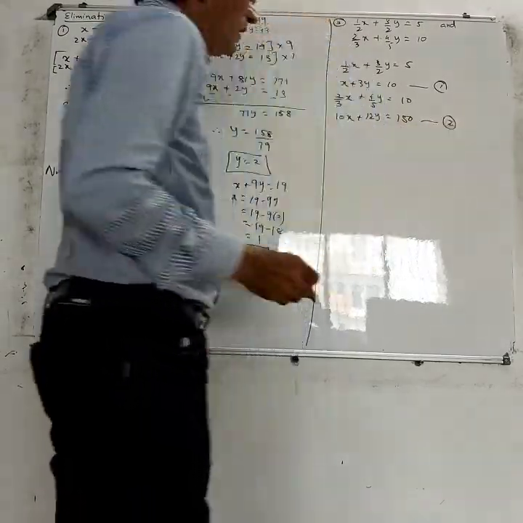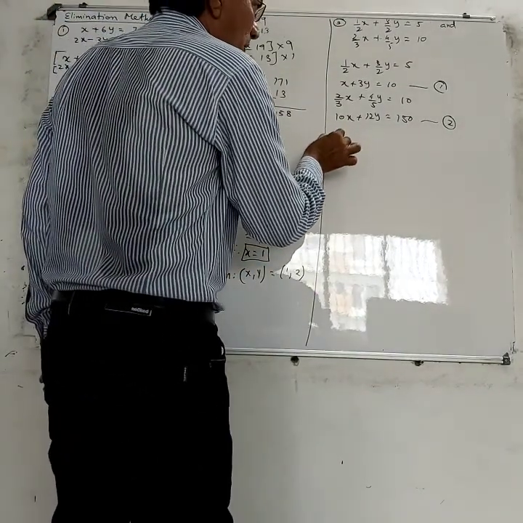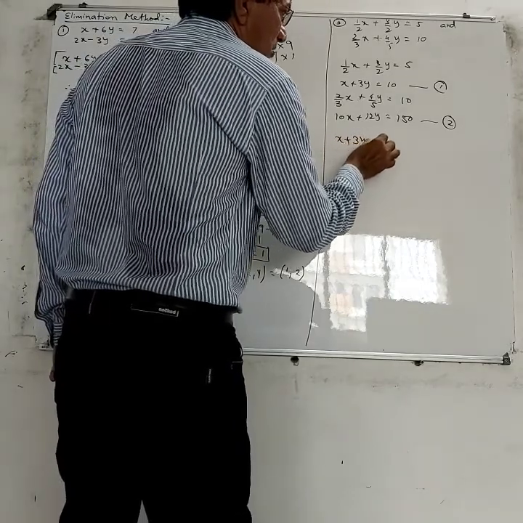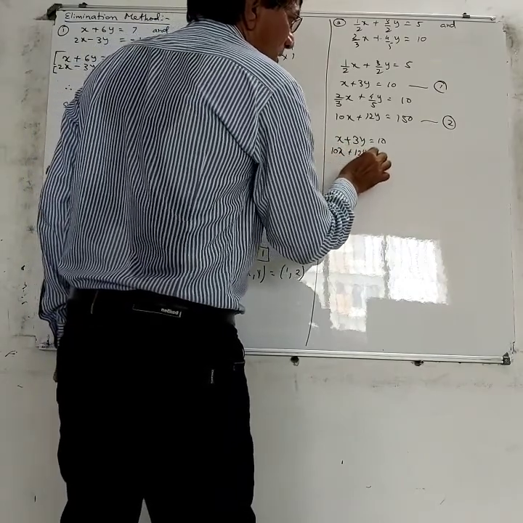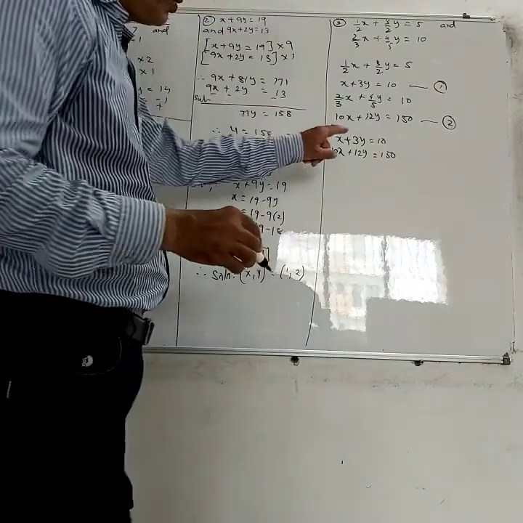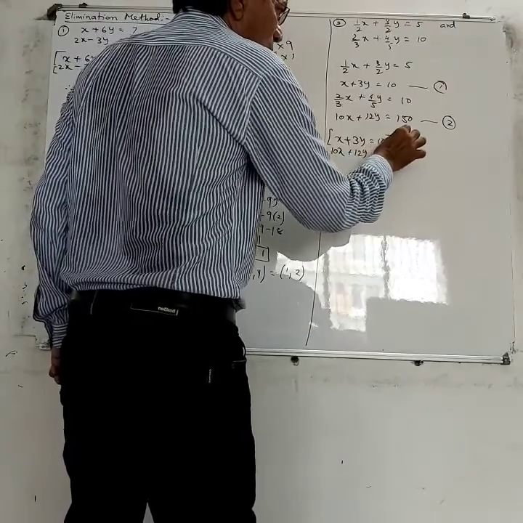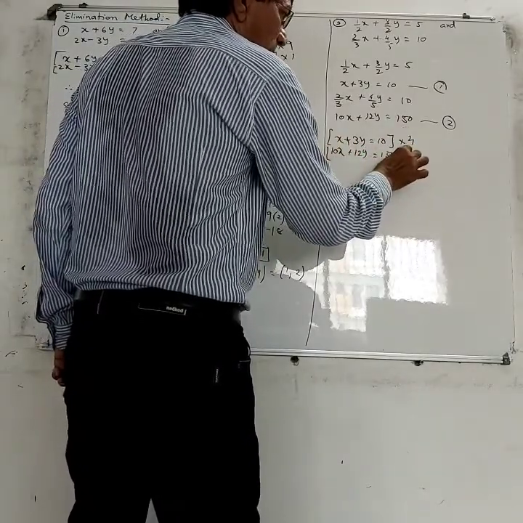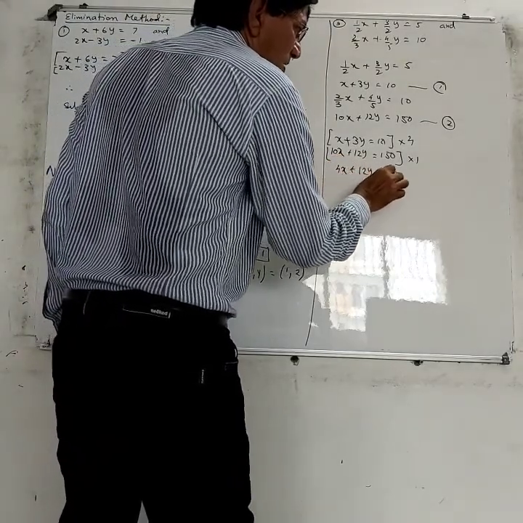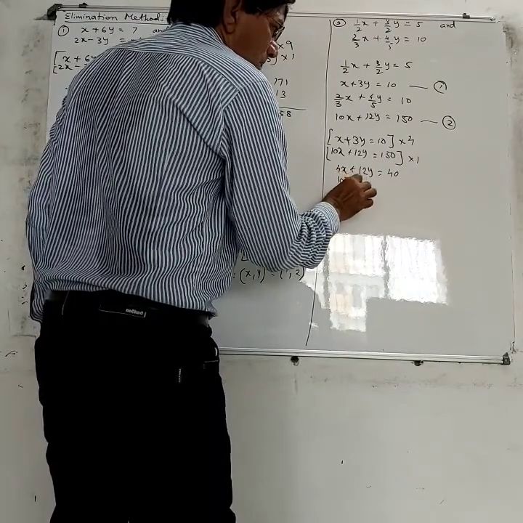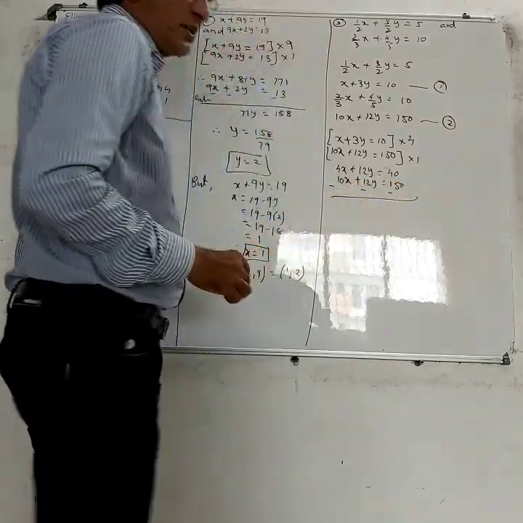Equation number 2. Alright, now we've got two equations just like this one, and now we are going to use the elimination method. So I have x plus 3y is equal to 10, and I write the other equation out here: 10x plus 12y is equal to 150. If I want to change this into 12y, I multiply the first equation by 4 and the second equation by 1. So I get 4x plus 12y is equal to 40, and 10x plus 12y is equal to 150. Now subtract.